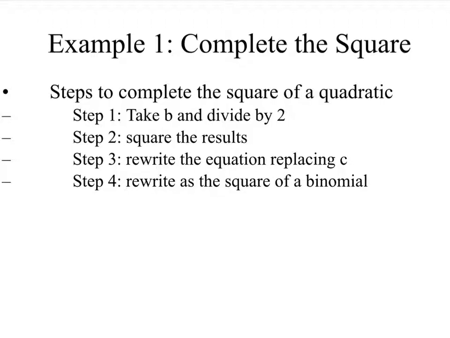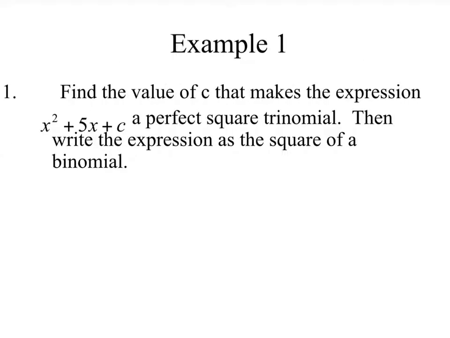So the first thing we're going to do is we're going to take b, we're going to divide it by 2. So whatever the coefficient of x is, we're going to take that number, divide it by 2. Then we're going to square whatever we get after we divide it by 2. We're going to plug that in as our new c value. And then we actually rewrite it as the square of a binomial. We actually break it down into parentheses. So let's go ahead. We'll get started so you can see what these steps actually look like as well.